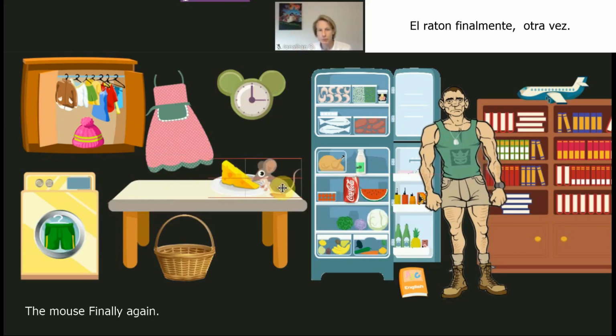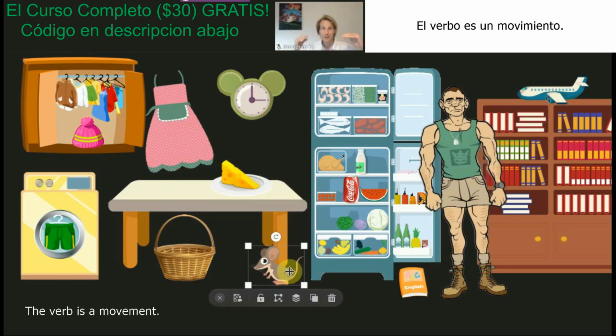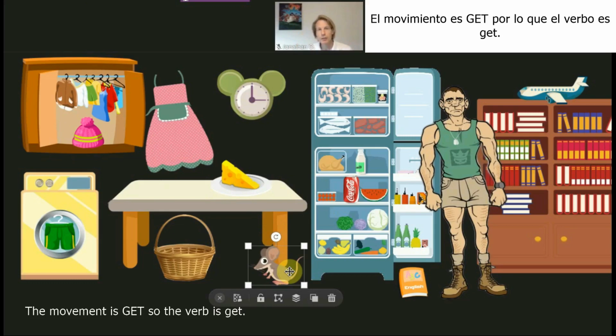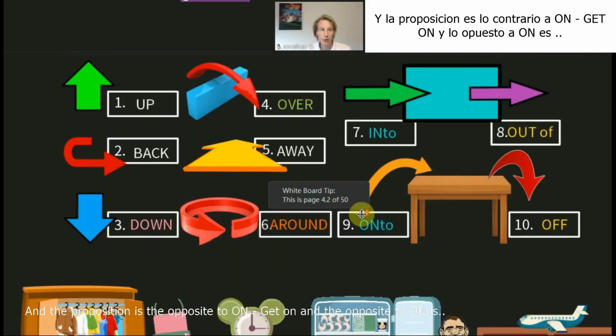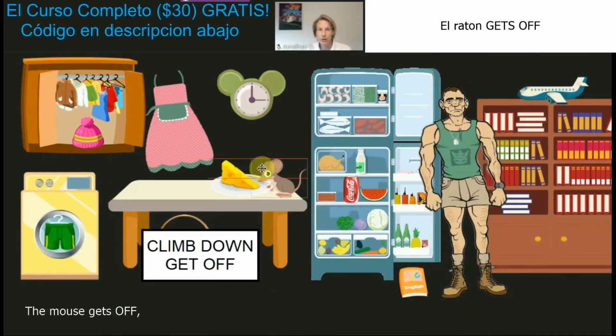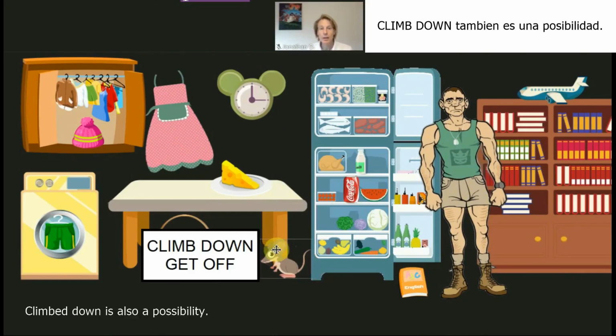The mouse finally, again, the verb is the same. The verb is a movement. Simply the movement is get. So the verb is get. And the preposition is the opposite to on. Get on, and the opposite to on is off. The mouse gets off the table. Gets down. Yes, possible. Climbed down is also a possibility.